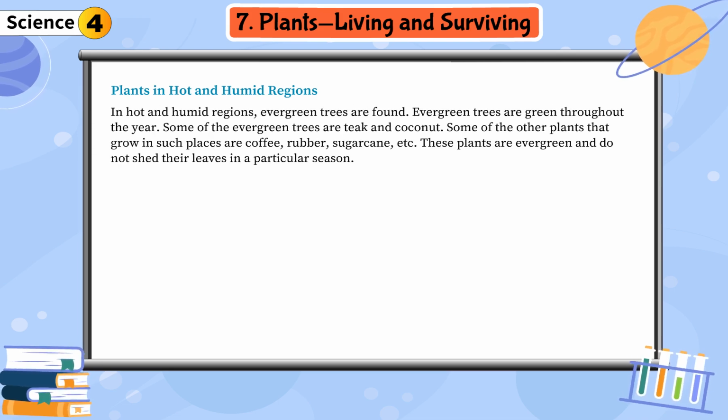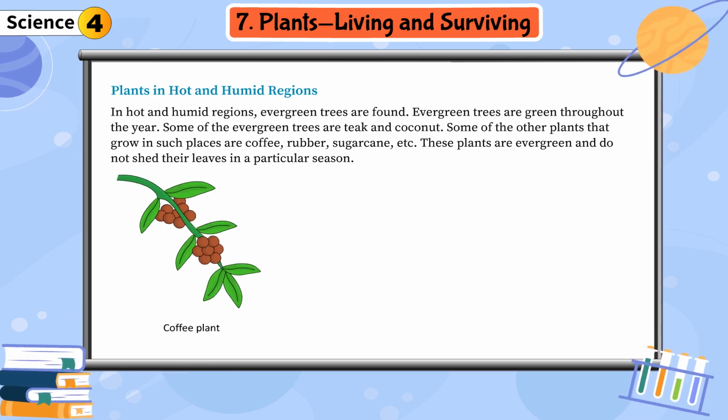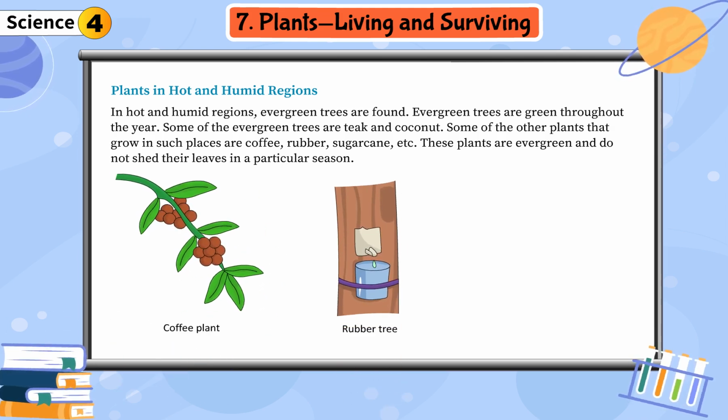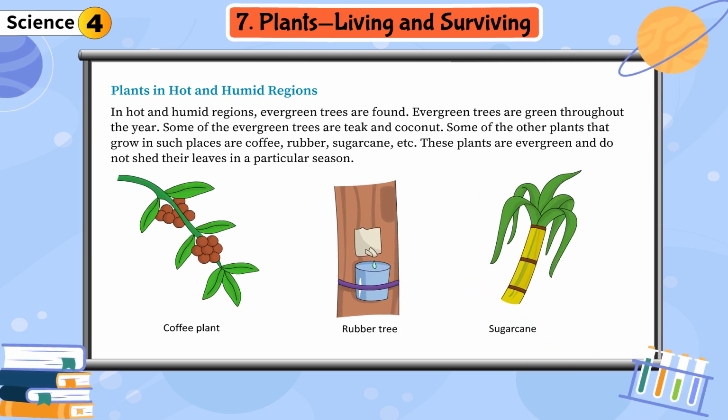In hot and humid regions, evergreen trees are found. Evergreen trees are green throughout the year. Some of the evergreen trees are teak and coconut. Some of the other plants that grow in such places are coffee, rubber, sugarcane, etc. These plants are evergreen and do not shed their leaves in a particular season.